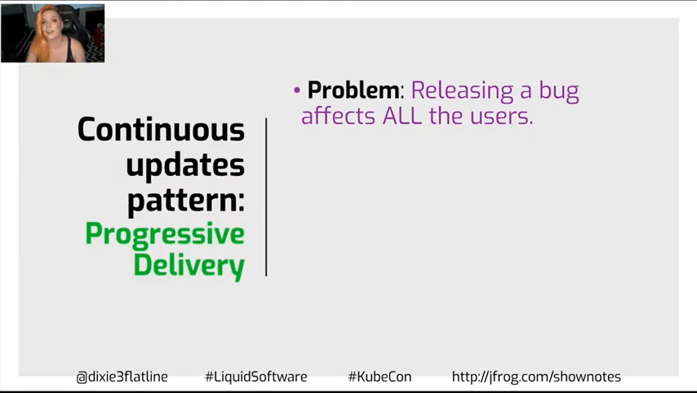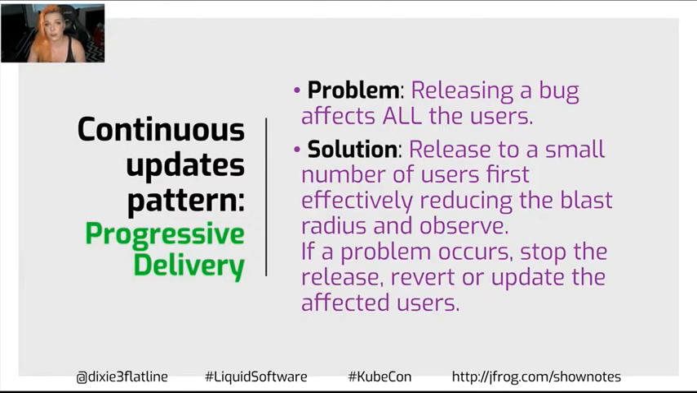The problem here was that they released a bug that affected all users. Instead, they should have released to a small number of users first. That way, if a problem occurs, you can just stop the release and either revert or patch the affected users. Your potential blast radius for a problem is radically reduced.